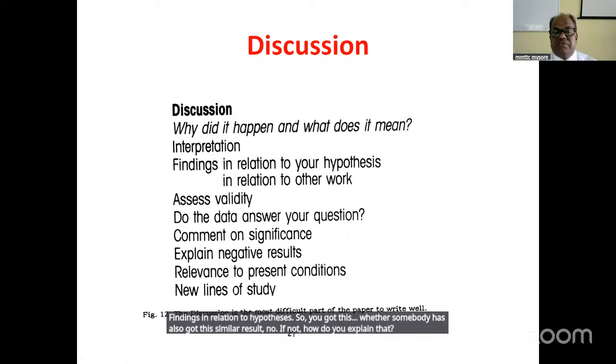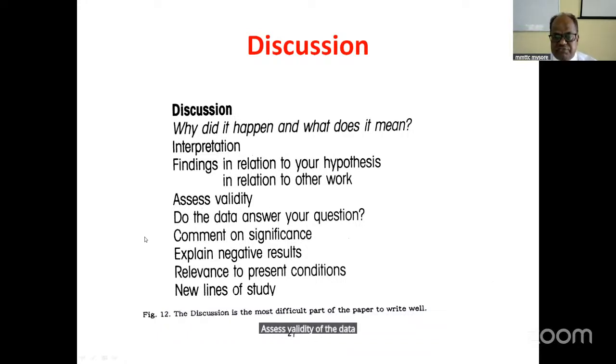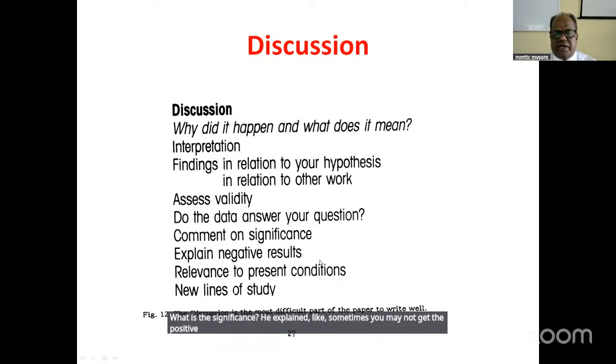Assess the validity of the data. How do you justify your data? Did the data you have got answer your question, the problem that you have chosen? What is the significance of your research? Explain negative results too. Sometimes you may not get a positive result; sometimes you do get a negative result. What is its importance? Relevance to present condition.